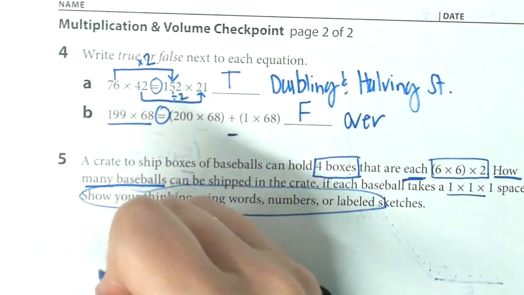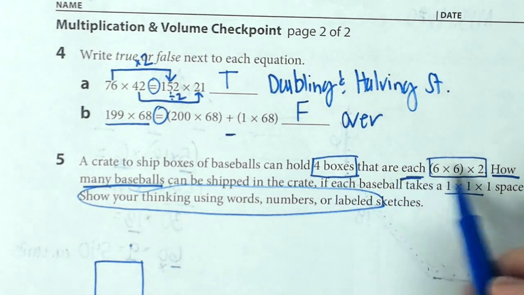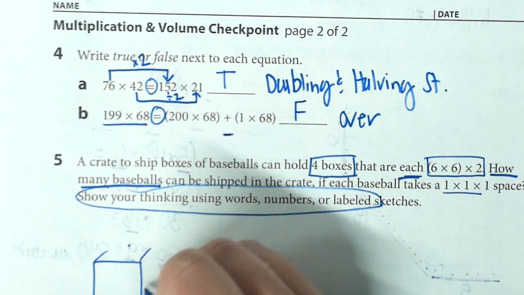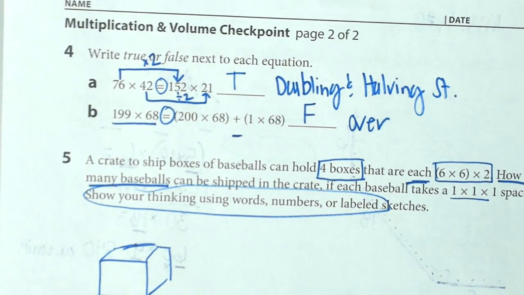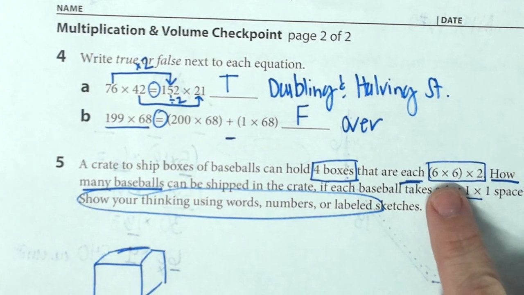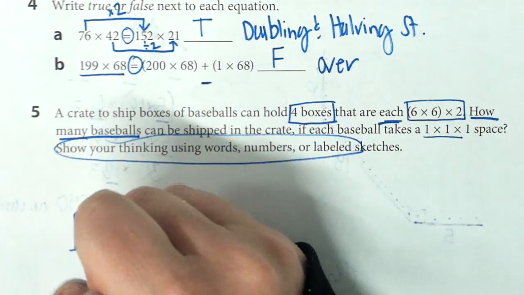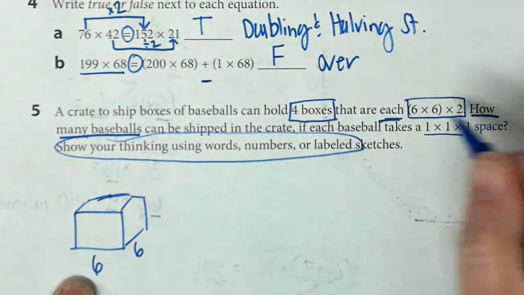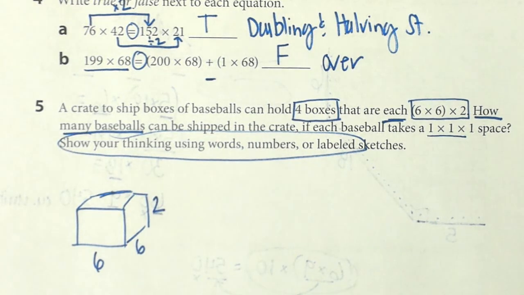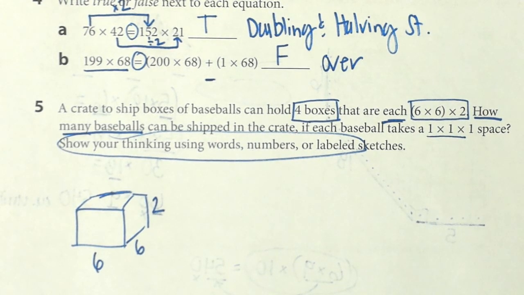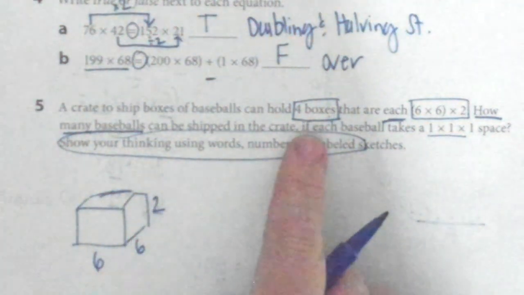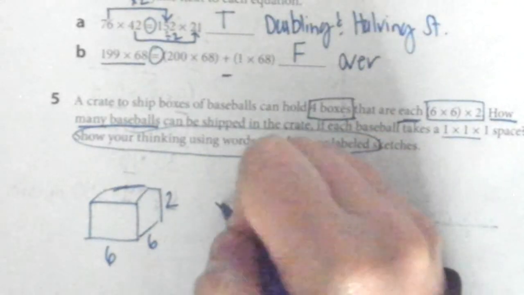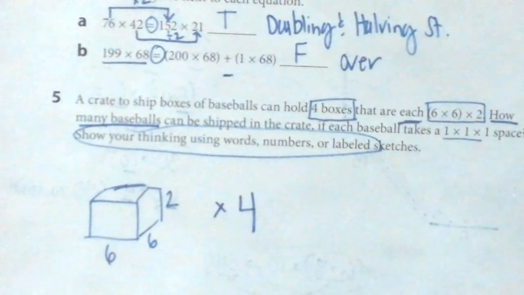Okay. So first, I'm just going to sketch out one of these boxes, just one. Go ahead and sketch one out. And they told me that each box is a 6 by 6 for the base by 2 dimension. Okay, now remember, this is one of them. How many total boxes are like that? 4. So I'm going to take this times 4. Whatever I figure out times 4.